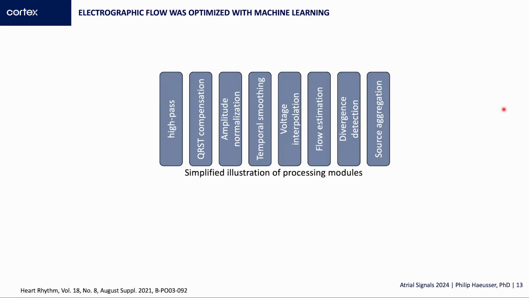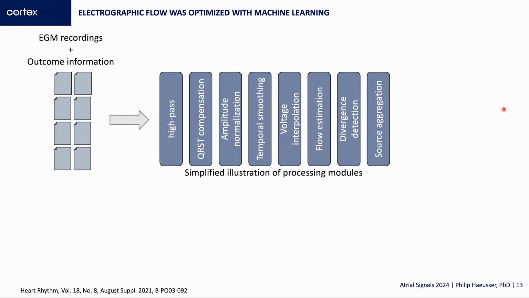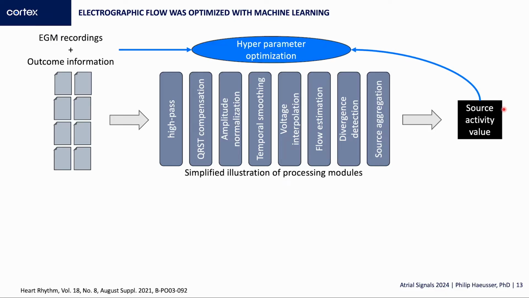We worked with a number of great EPs who shared with us data from a large number of patients, including information about the outcome of their procedures. We then optimized the hyperparameters of our pipeline so as to maximize the predictive capability of our source activity metric. At the end, we froze our parameters, and we determined a threshold for the EGF source activity value of 26%.